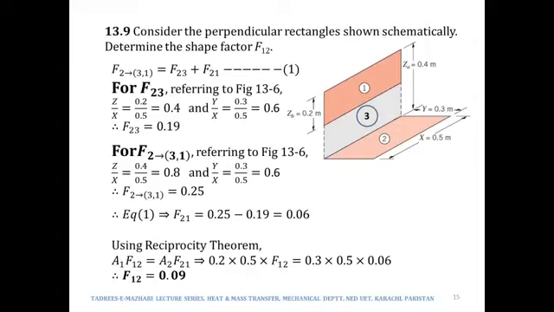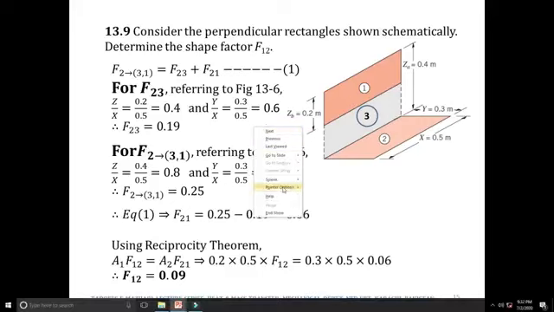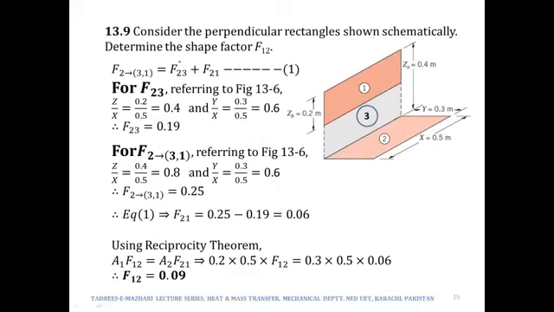Now you will see the advantage of the superposition rule. Out of these 3 F's, can we find out F21 using that chart? The answer is no, because the 2 and 1 surfaces are of course perpendicular to each other but they are not sharing a common edge. Can we find out F23 from that chart? Yes, we can, because these two surfaces are perpendicular to each other and they are sharing a common edge.